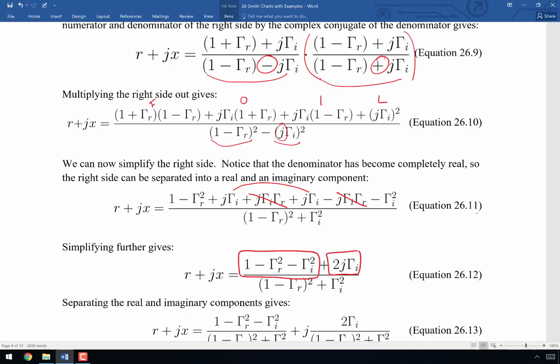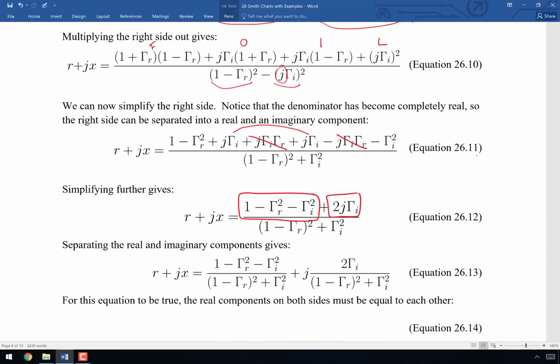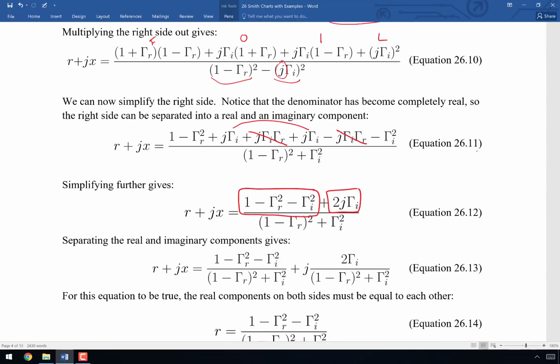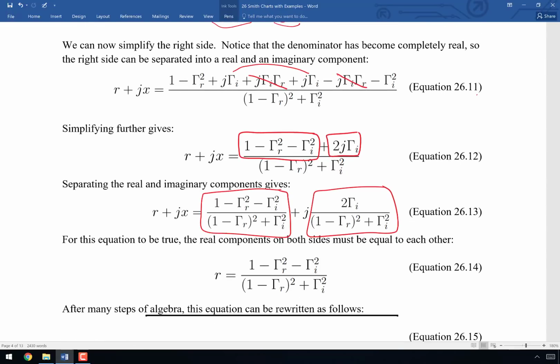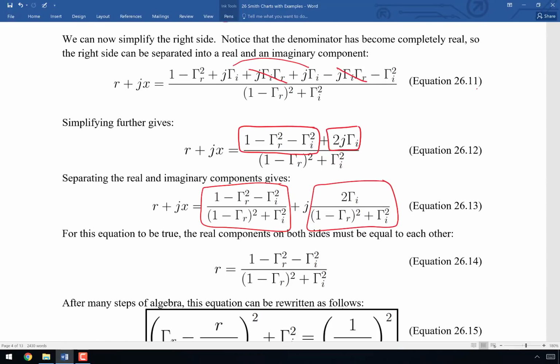They both have the same denominator, so we can break them up into a real part and an imaginary part. By doing this, we've been able to separate the real term. This has no j whatsoever, and this is purely imaginary because it has a j that precedes the whole thing. So we can now set r equal to the real part. I'm going to say that r is equal to this, and therefore j is equal to this.